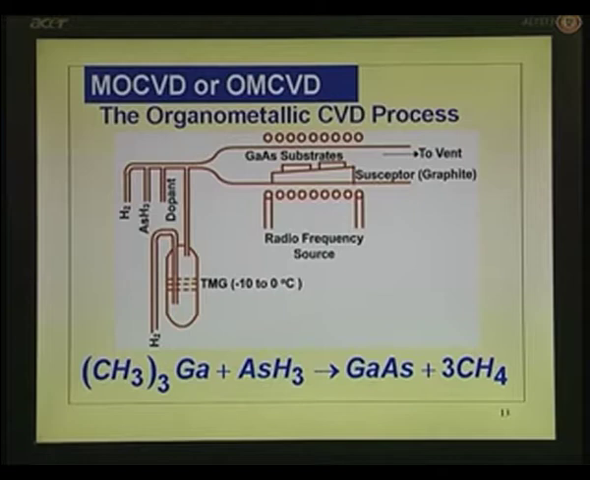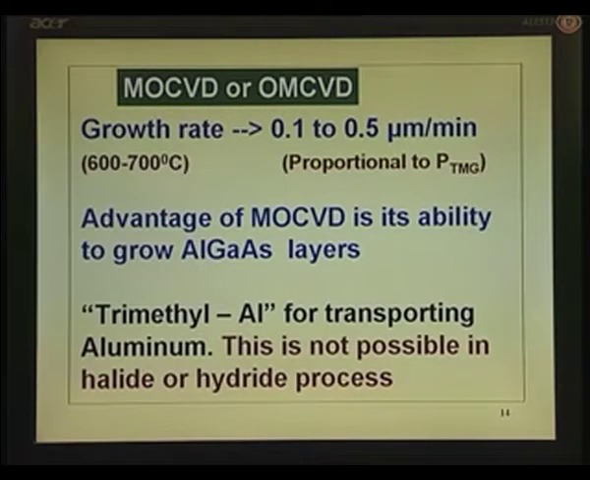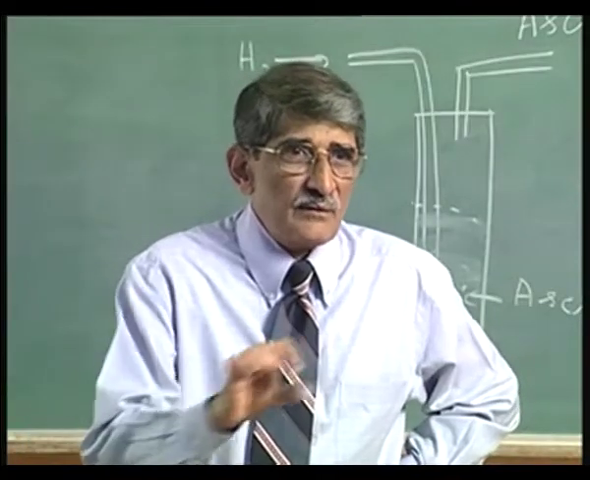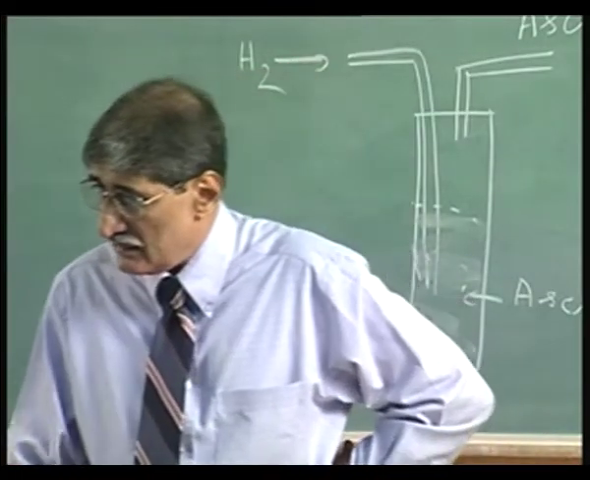Now, this is MOCVD in a very nutshell, all the advantages I have just told you already. These are put down here. The growth rate is about 0.1 to 0.5 micron per minute. If you want a 10 micron layer, at least about half an hour or something like that you may have to put. At 0.3 micron per minute, we used to grow about half an hour to grow a 10 micron layer. That is why, remember that number.